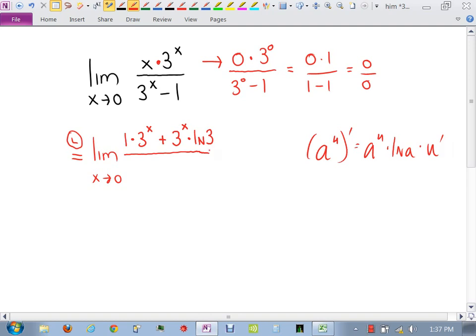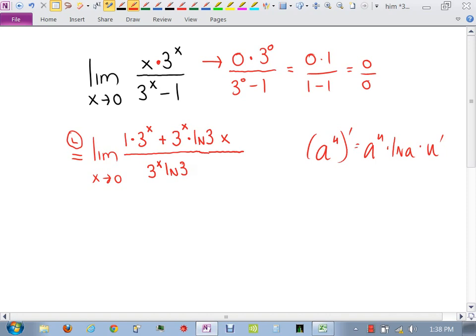Am I done on top? What else do I need? x. And then that's done with the product rule, right? How about the bottom? It's two terms, so you can do each one separately. The derivative of 3 to the x is 3 to the x ln 3 again. But then minus the derivative of 1, which is 0, so I don't need anything. So that's it right there.